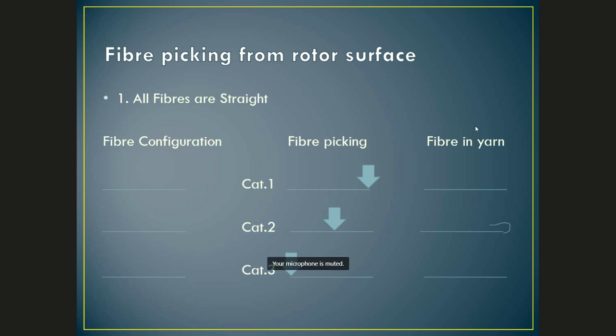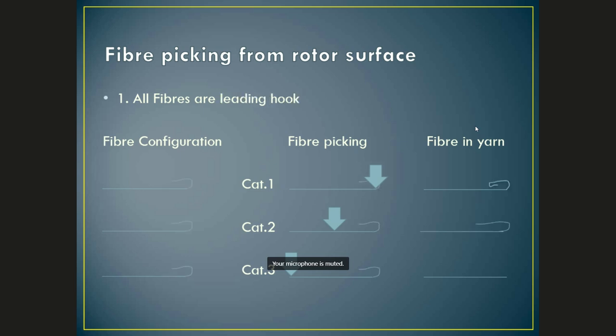So here what you are noticing is that even though you are feeding all fibers which are straight in the sliver, there are still chances that some fibers may fall in category 2 and they may form a hook in the yarn, which at this moment is a leading hook. So even though all fibers in the sliver are straight, you will still find some formation of leading hook, because some fibers may fall in category 2. So this is situation 1.